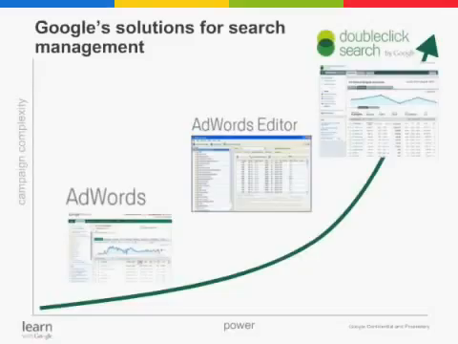So where does DoubleClick Search fit into all of this? Let's quickly revisit the chart from the beginning of the webinar. We mentioned as the number of campaigns, keywords, and ads go up, complexity grows exponentially. DoubleClick Search is our solution to help you manage high-impact and large-scale campaigns across engines faster, smarter, and more easily.